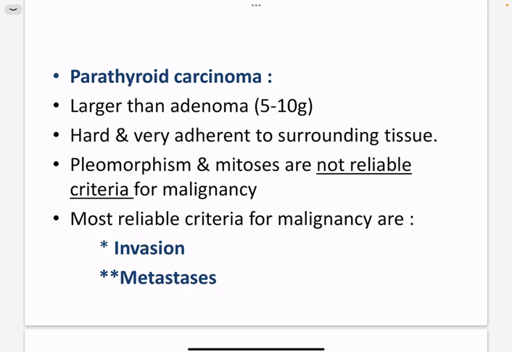Pituitary, excellent. In the pituitary, even adenomas can invade the surrounding structures. But in the parathyroids, if it invades the surrounding structures or metastasizes, this is a malignant tumor, and it's very rare, as we said, it's not common.